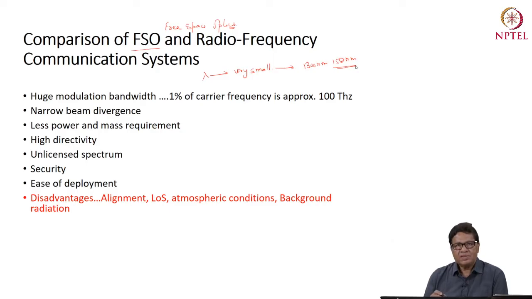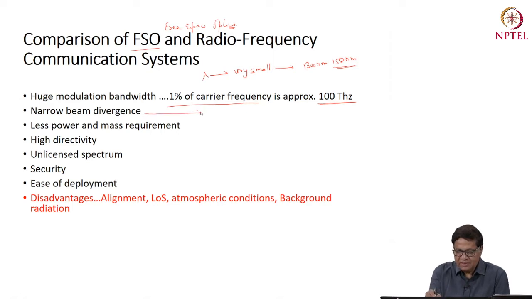And we understand from information theory that as you increase the carrier frequency, your information carrying capacity increases. So even if I use 1% of carrier frequency in the optical domain, I get about 100 terahertz of bandwidth. I mean, this bandwidth is available to me. Whether I can use it depends on what kind of transmitter components or receiver components I have. But the bandwidth is available to me. So it has huge modulation bandwidth.